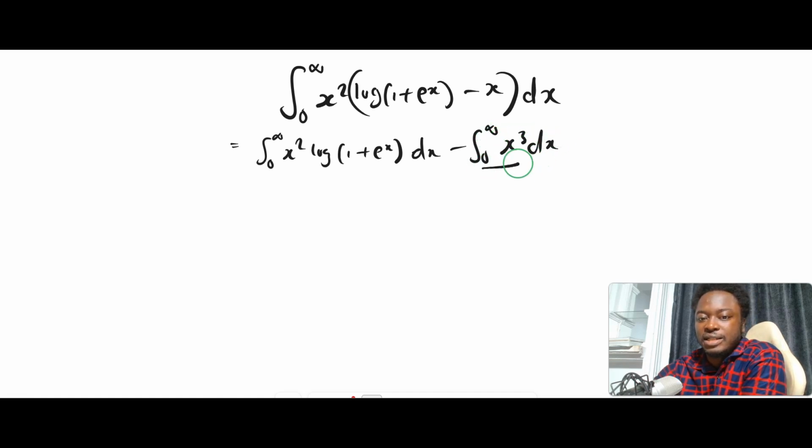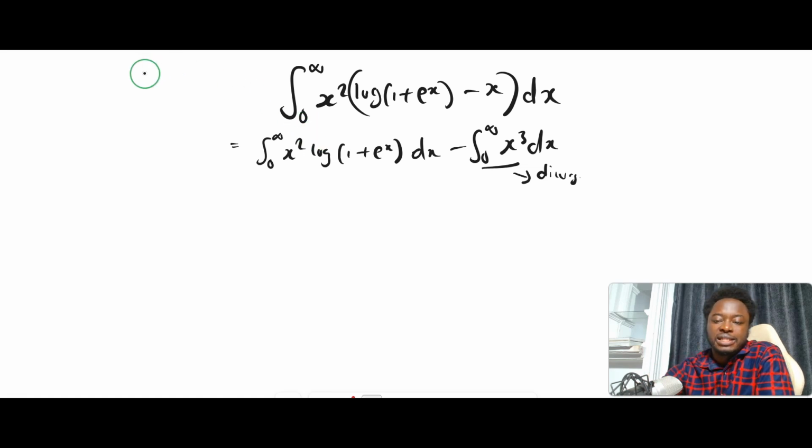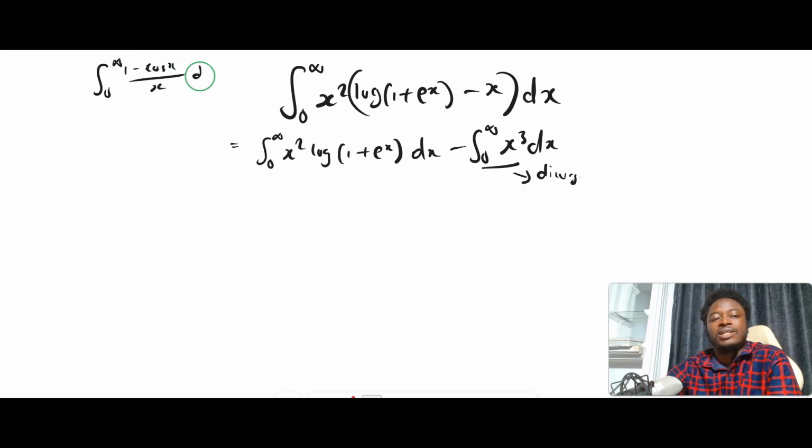But the problem now is that this diverges. This also should diverge, because both of them are infinite as x tends to infinity. This usually happens with many definite integrals. Sometimes, if the integral you are trying to solve contains a difference, the parts may diverge. Let's say you are trying to integrate from 0 to infinity of (1 minus cosine x) divided by x dx. If you separate them, they will diverge, but when you combine them, they will converge.